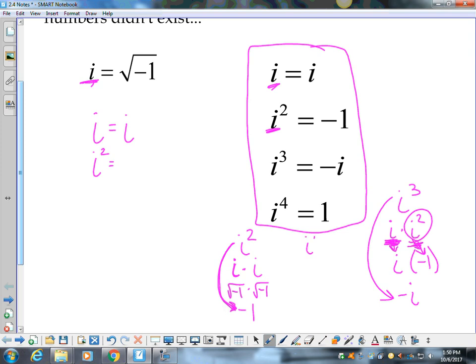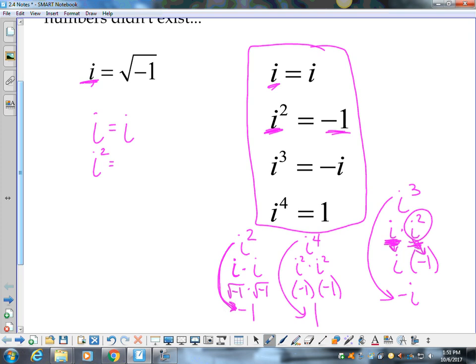Now, i to the fourth, you could go i times i times i times i. You could go i cubed times i to the 1. I think the easiest way is i squared times i squared. i squared is a negative 1, i squared is a negative 1, and negative 1 times negative 1 is a positive 1. So i to the fourth is a positive 1. And that's another one that you're going to use so often, I promise it's going to stick.